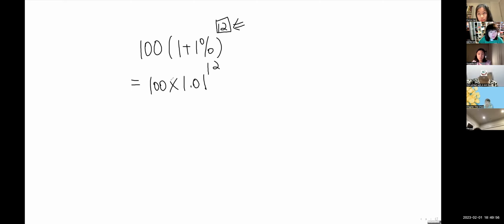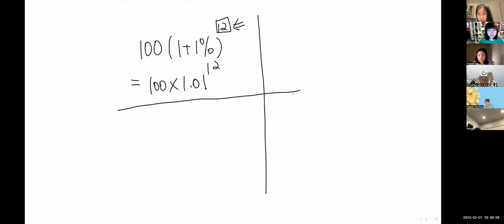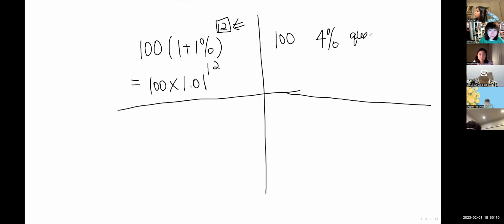Get it? Okay, so this is pretty easy. But if I told you one thing, everybody still has $100, okay? And this time I promised Victoria I'm going to give her 6% quarterly. So what does quarterly mean? That means every 3 months, I'm going to compound it once. Get it?